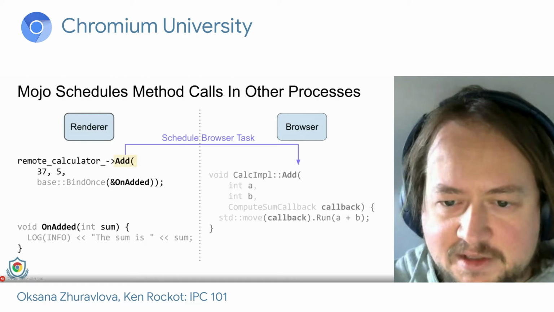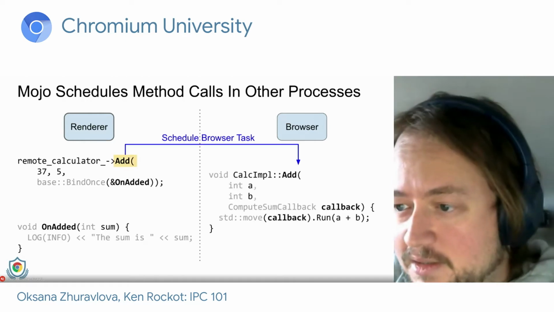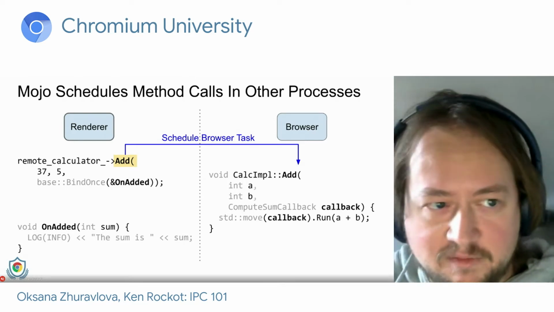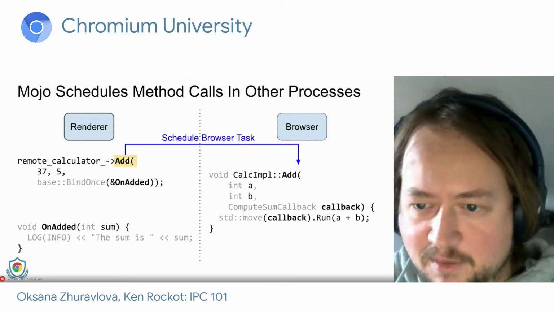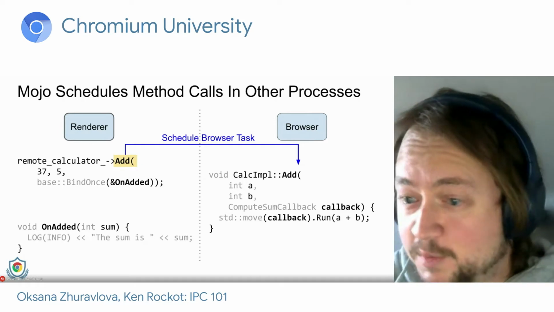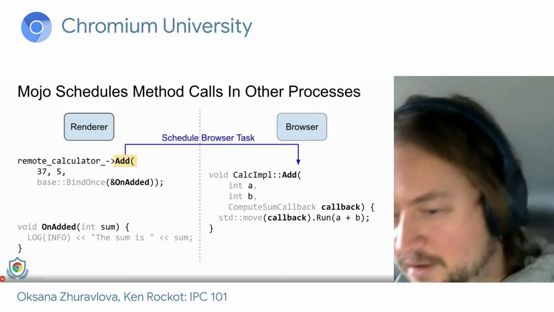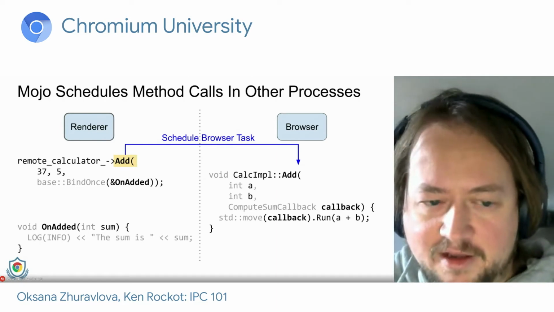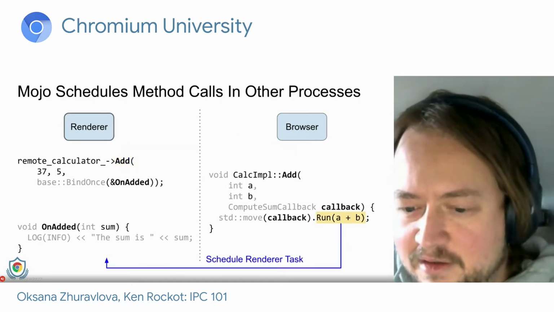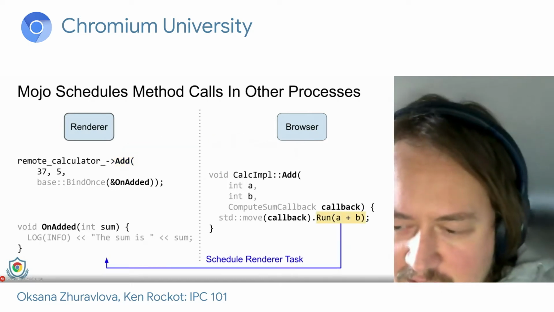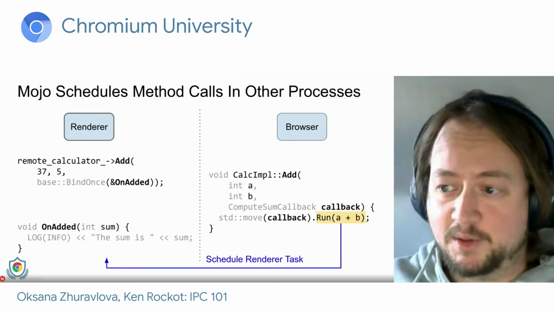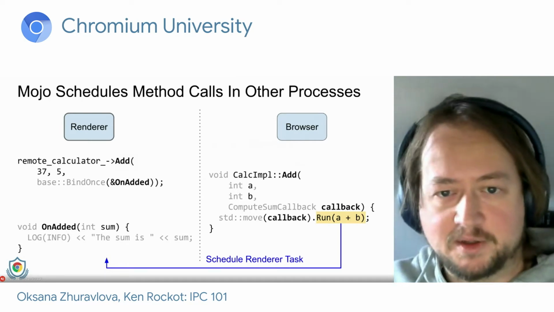What Mojo facilitates is this asynchronous work being done somewhere other than the process that called it. So there's some implementation of the same calculator interface sitting somewhere. And when you call this Add method, the browser will eventually schedule a task on the calculator implementation to run that Add method with the arguments that you provided. And when it runs its callback, the net result is, again, facilitated by Mojo. A task will be scheduled in the renderer to run the callback that was originally provided by the caller.